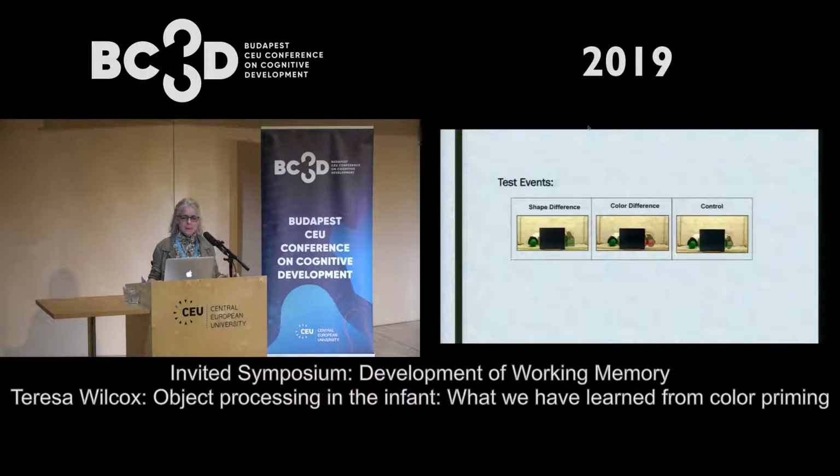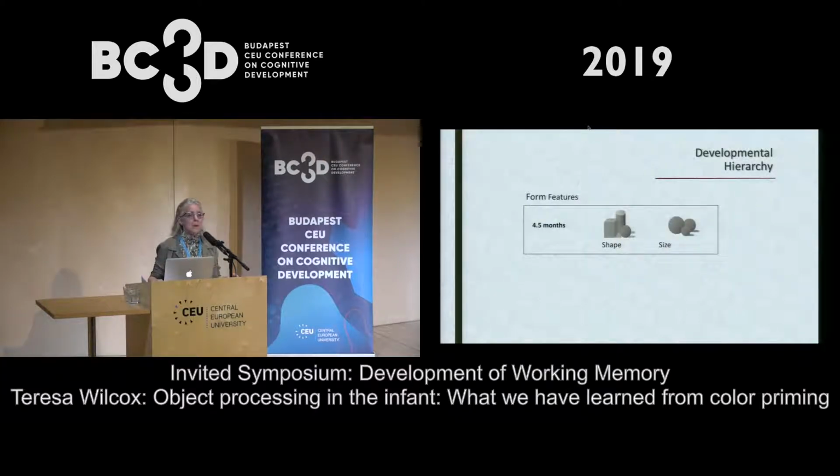So we have shown babies a variety of events in which we manipulate just one feature at a time. In our initial studies, we had objects that varied on many different features. And then we began to study what particular features babies are most sensitive to. So for example, we can show babies a shape difference event, a color difference event, a control event. We can show babies events in which the pattern changes or the luminance, the brightness, changes. And what we have found over the last many years is that, at least in our task, there is a developmental hierarchy in the type of information to which babies are most sensitive.